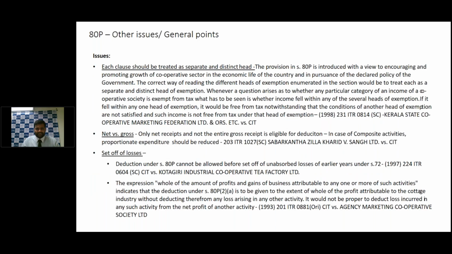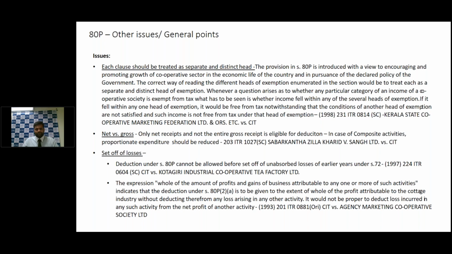These are some other issues of general points which are applicable to all the activities of section 80P. Supreme Court has clearly laid out that each clause under section 80P is a separate and distinct fact. If I satisfy the condition of any one clause, I should be eligible for deduction, even if I am not satisfying the conditions of other clauses. Further, the issue of net income or gross income has been clearly settled by the Supreme Court, saying that only net income can be claimed as deduction after allowing the proportionate expenditure.